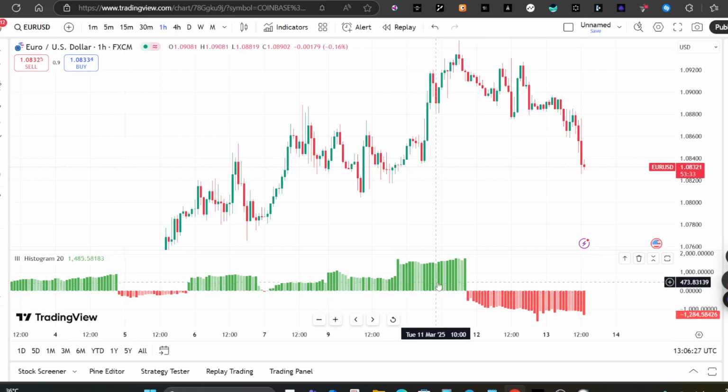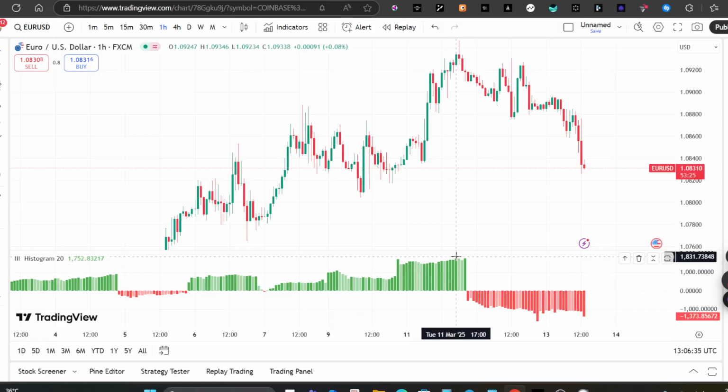Now, why is this important? Because in trading, volume confirms price. Okay, a strong price movement without volume is weak, but a movement with increasing volume, well, that's something to pay attention to. So, how do we actually read and use this indicator?